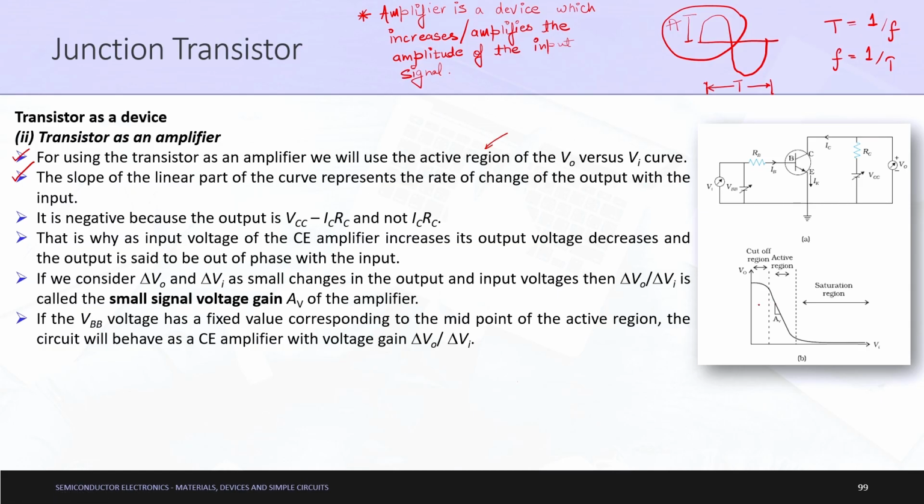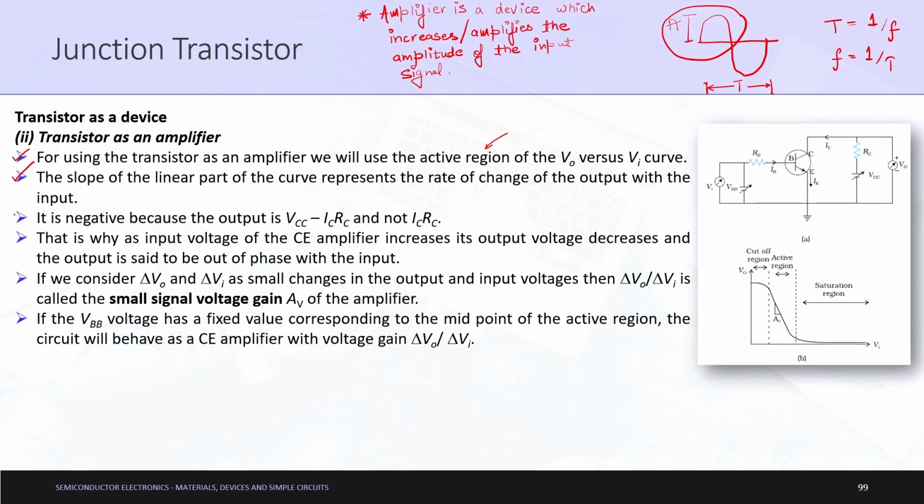It is quite evident, as you can see, this is nothing but equal to delta V naught, and this is nothing but equal to delta Vi, correct. So, it is nothing but the rate of change of output upon rate of change of input. This is what the linear part is telling us. I will try to go slowly.